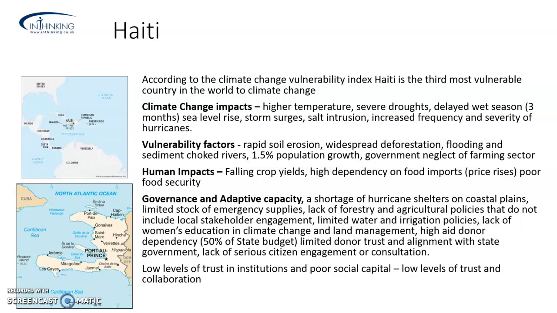So there seems to be a real lack of institutions there, and quality governance is unable to provide the adaptive capacity. And that's combined with a serious absence of community engagement, citizen engagement and consultation. And so what we talk about here then is poor social capital, low levels of trust in the institutions, low levels of trust and community collaboration. All of these factors combine to make Haiti the third most vulnerable country.